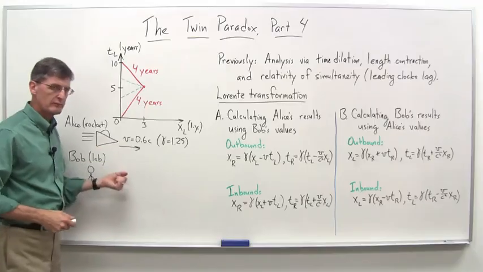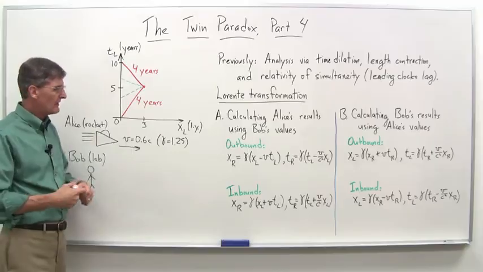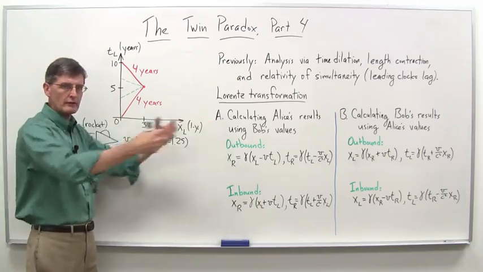Another thing just to mention here, because some of you are probably still thinking, well, it just seems, aren't they symmetrical? In other words, Bob watches Alice go away and come back in.